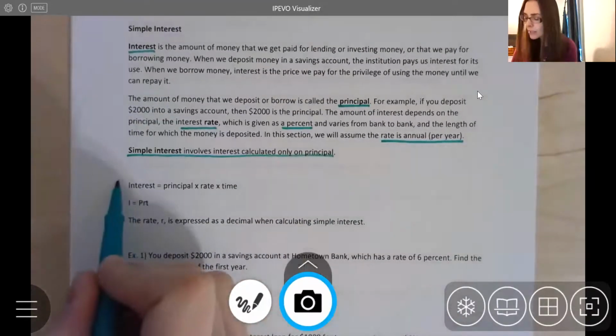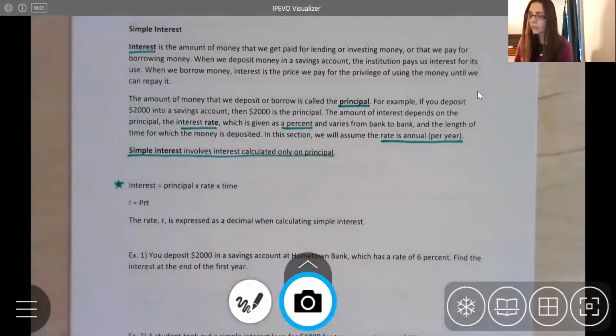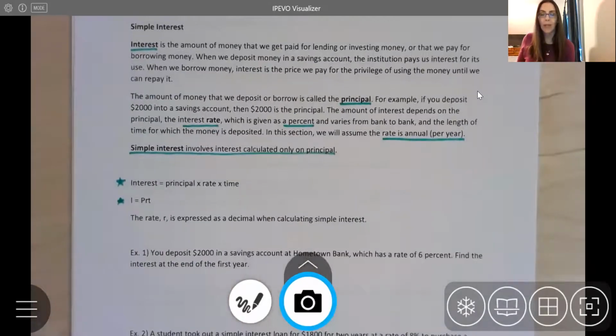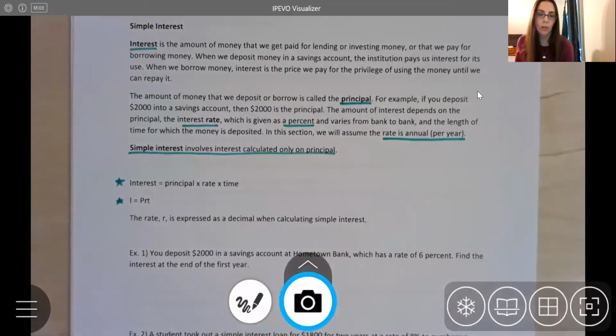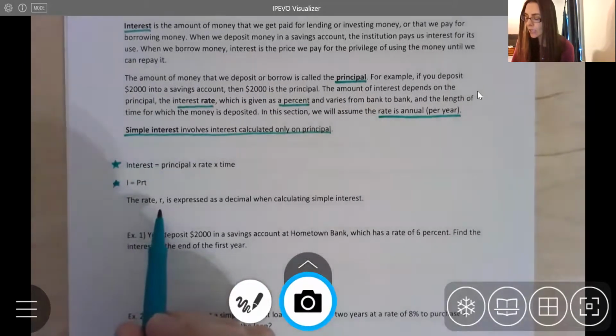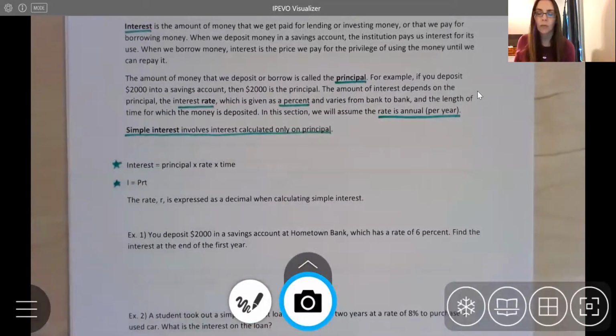The formula looks like this. Interest equals the principal times the rate times the time. In shorthand, that's an I, by the way, so that's I equals PRT. We tend to capitalize the P and use lowercase r and t, so you'll see that notation most often. And again, r is your rate, which is your percent, and we always reference it in decimal form. You could also do fraction form, but in banking, we tend to use decimals a lot more.